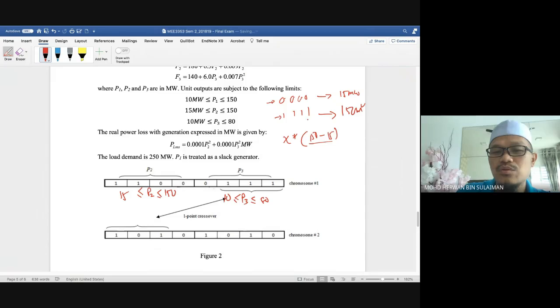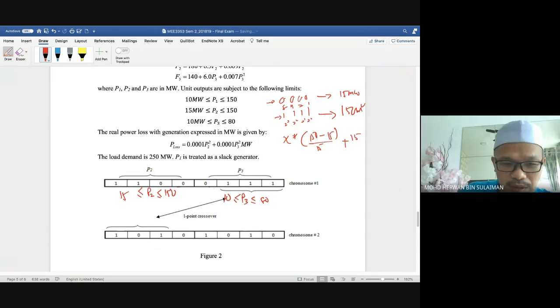This one is 2 to the power of 0, this one is 2 to the power of 1, 2 to the power of 2, 2 to the power of 3. 2 to the power of 3 is 8, then 8, 4, 2, 1. So it's 15. Okay, the maximum is 15. And then you need to add the minimum value, which is 15.